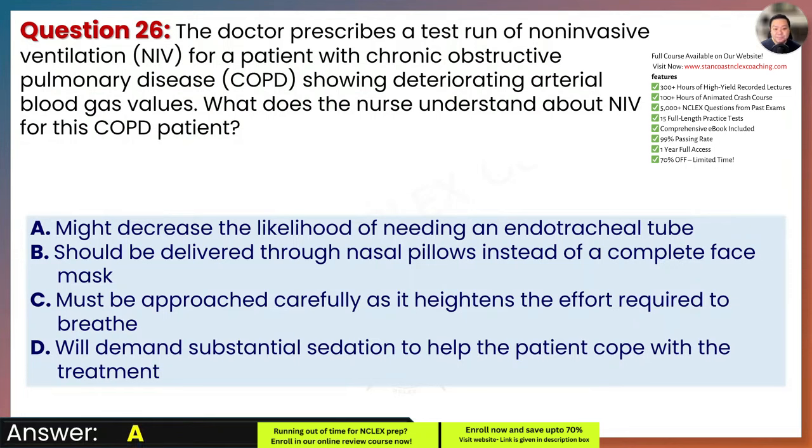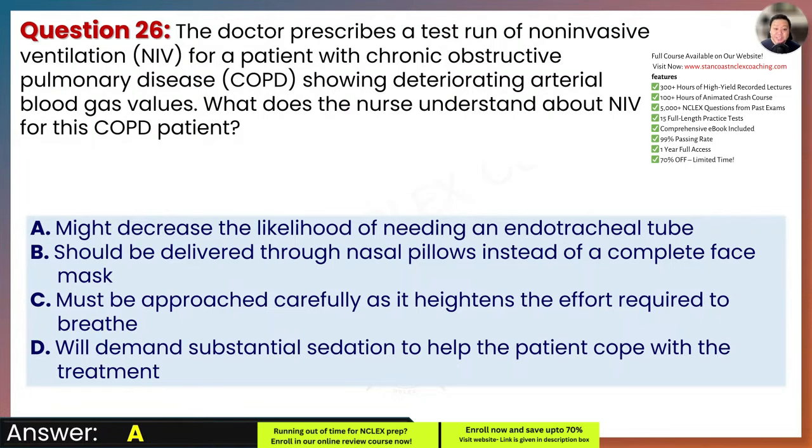And why is that? Because NIV, such as CPAP or BiPAP, is a good intervention for those patients with COPD who are showing signs of deteriorating ABGs. This can also help improve ventilation without the need for invasive procedures like intubation. So this is really crucial in treating and managing respiratory failure in COPD patients. So in this case, letter A is the best answer.